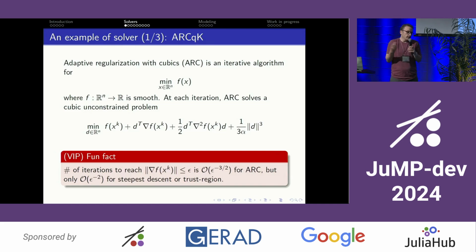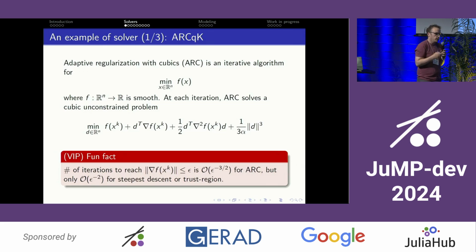One example is an algorithm called ARC that stands for Adaptive Regularization with Cubics. It's an iterative algorithm to solve unconstrained smooth optimization problems. Basically at every step, you want to compute a search direction, and this search direction is the solution of a cubic unconstrained problem, okay? So that's why we have the cubic name. And the very important fun fact here is that the complexity upper bound of this method to find a first order stationary point, so the number of iterations, is epsilon to the minus 3.5 for the ARC method, while it's only epsilon to the minus 2 for steepest descent or trust region method.